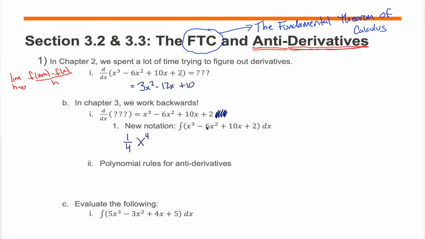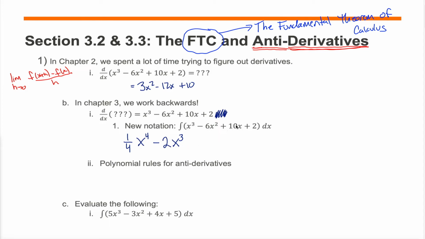I can do that same logic here, right? I must have had x to the 3rd power to end up with x to the 2nd power, but now I have to adjust the coefficients. If I took the derivative of x to the 3rd power, it would have brought the 3 in front, and I'd get 3x squared. But I don't have 3x squared up here, I have negative 6x squared. So there must have been some number out here so that when I multiply it by this 3, I end up with negative 6 as the coefficient. That number must have been negative 2. It's starting to make sense?